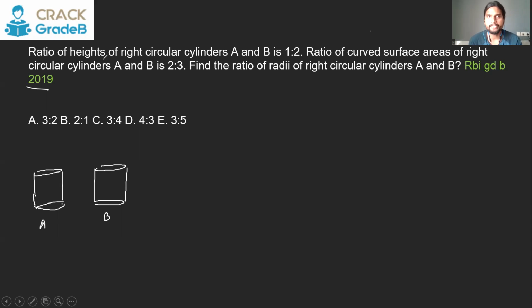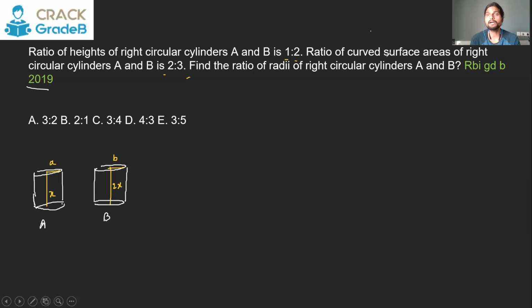They are saying the ratio of the heights is 1:2. So the height here is, let's say, x. The height here is going to be 2x because the ratio is 1:2. The ratio of the curved surface areas of these is 2:3. Find the ratio of the radii. So the radius here is, let's say, small a. The radius here is, let's say, small b.